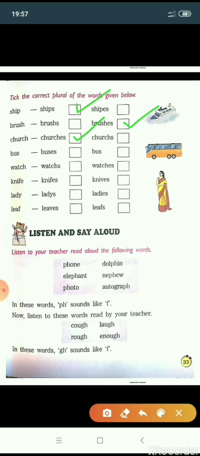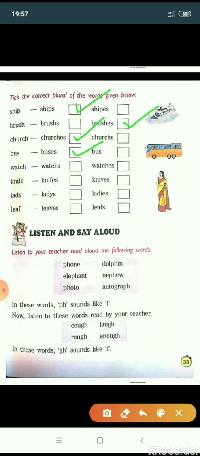Then the next word is bus. Here the last letter is S. So as per the rule, if the word ends with S, we have to add ES to make its plural. So the correct answer is buses.